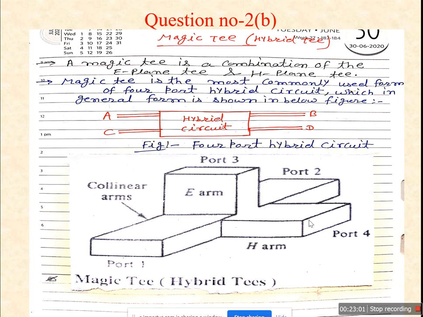There are 4 ports. It is the combination of E plane and H plane tee. In E plane, we know that if the power is applied at port 3, it is equally divided into port 1 and port 2, but in opposite phase. But if you apply the power at port 4, it is equally divided into port 1 and port 2 in the same phase. This is the only basic difference between E plane and H plane.